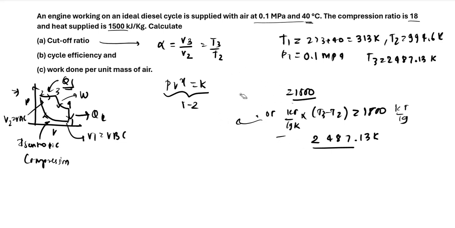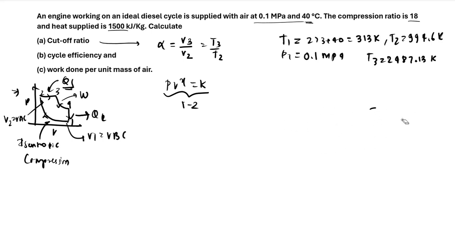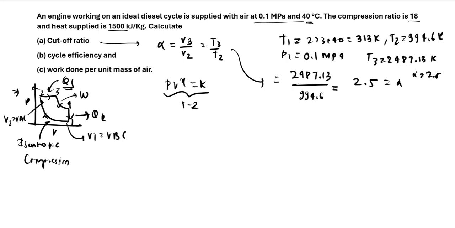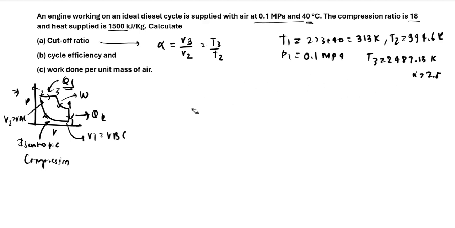After we have calculated T3, you can easily say that the cutoff ratio, which is V3 by V2, will be T3 by T2, and we have found this to be 2487.13 divided by 994.6, which should be equal to 2.5, which is alpha. So we have calculated alpha as 2.5, which is our cutoff ratio. That is the first part of the question. The next thing we have been asked is the cycle efficiency.